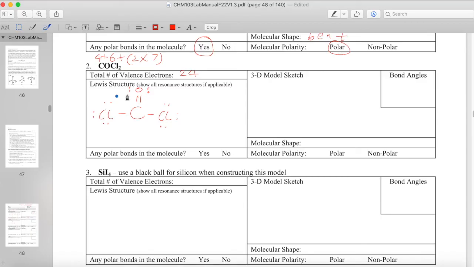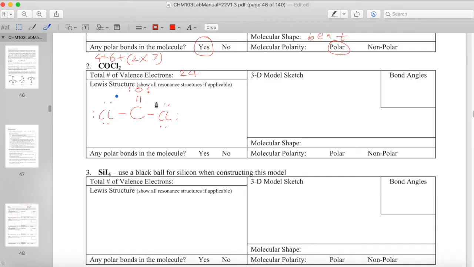Now, resonance structures are a phenomenon that come up when you have to consider, could I have put that double bond in a different place? I chose to draw this double bond between the carbon and the oxygen. I could easily have said, I'm going to draw this double bond between the chlorine and the carbon. Or maybe with this chlorine and the carbon. And you can do that.